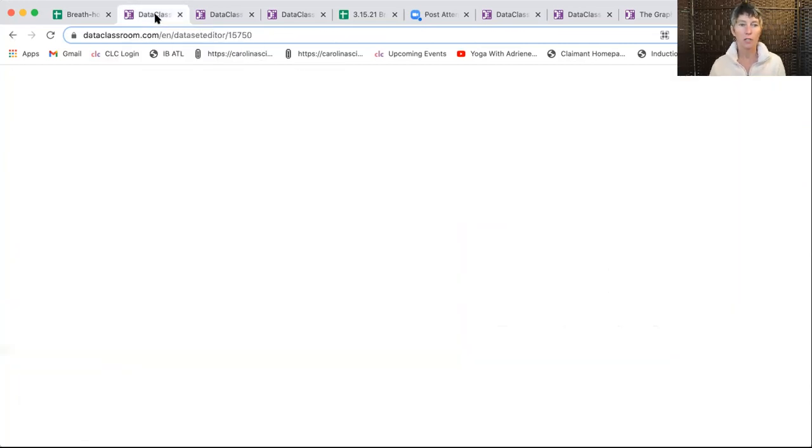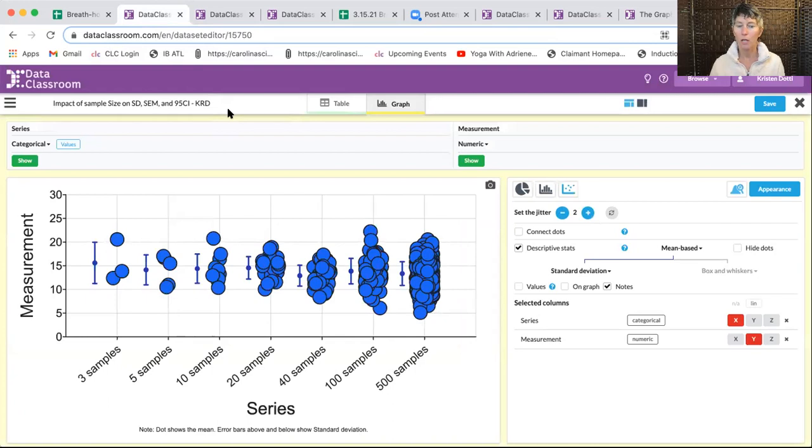To explore one of these concepts, I want to take you to DataClassroom and do some comparisons of how standard deviation and standard error of the mean and the 95% confidence interval are related. I'm going to talk about the relationship in terms of equations as well as some other comparisons. But in this first comparison, I want to look at sample size. So this is a data set I brought in that has sample sizes from 3 samples all the way up to 500 samples. Each group of samples were randomly chosen using a computer-generated random number chooser.